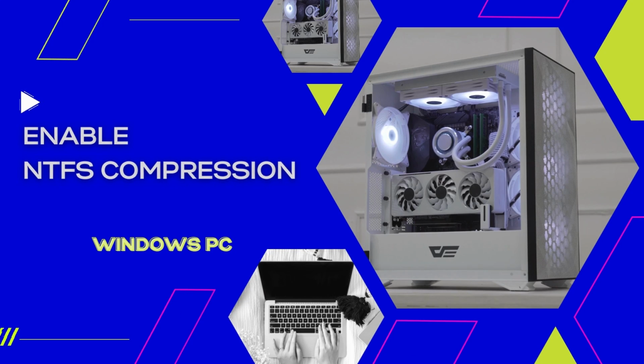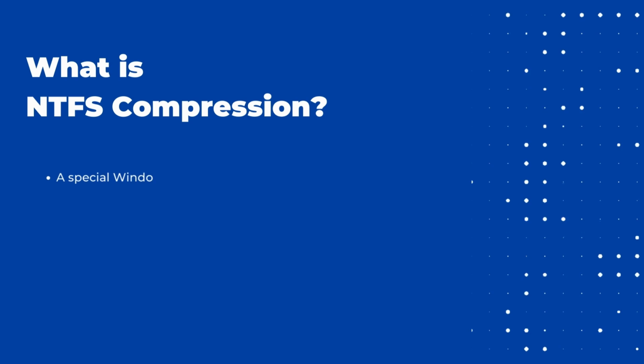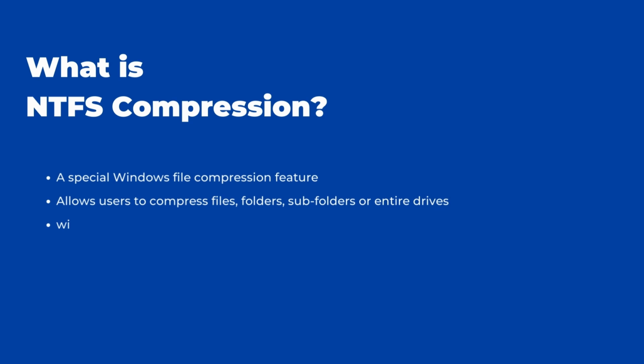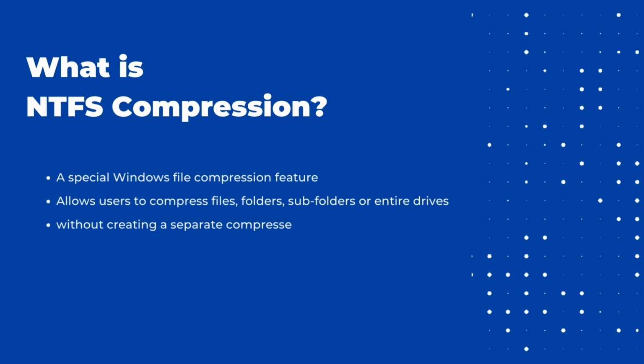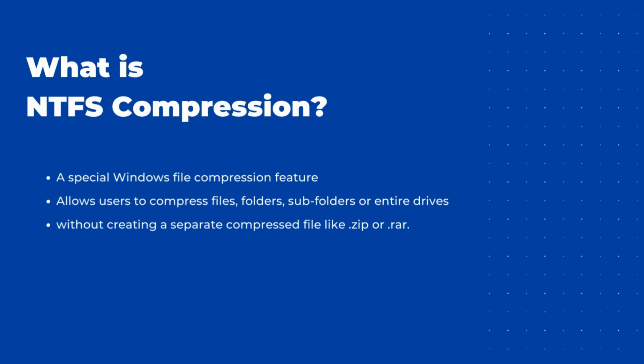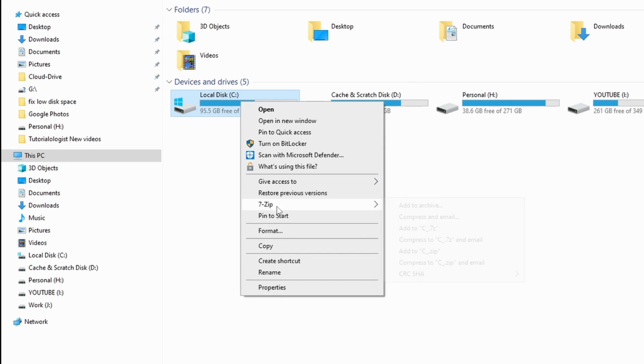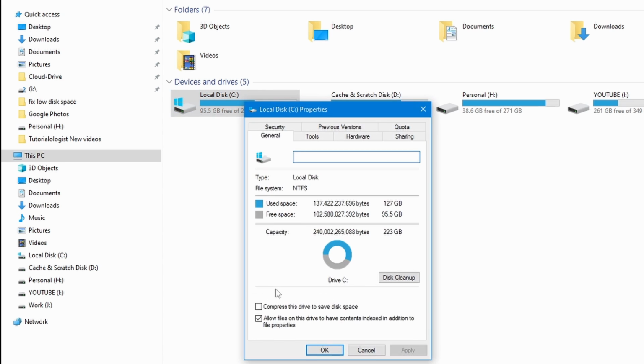Enable NTFS Compression. NTFS Compression is a special Windows file compression feature that allows users to compress files, folders, subfolders, or entire drives and save them within the Windows file system without creating a separate compressed file like .zip or .rar. Right-click on the file or folder you want to compress. Select Properties from the context menu. In the General tab, click on the Advanced button. Check the box next to Compress Contents to save disk space. Then click on Apply. Click OK to apply the changes.